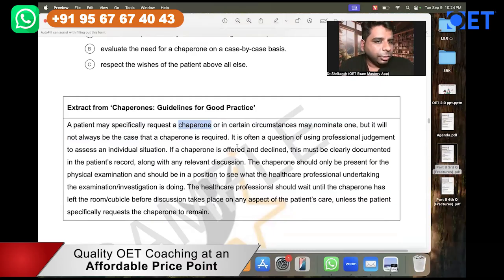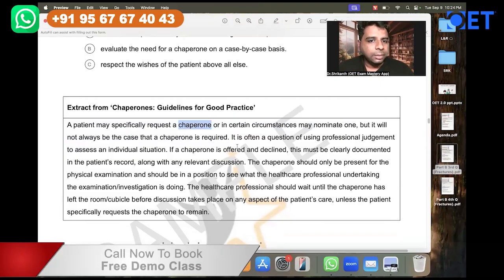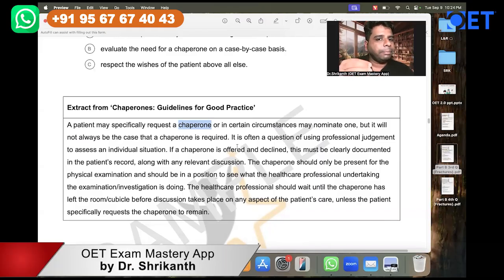So sometimes patients are very sick, they are in a wheelchair and all that. So they need some help, right? They need someone to accompany them. So that extra person, like a bystander, who's there to help the patient, that is what we call a chaperone. Okay, so it's a medical term over here.